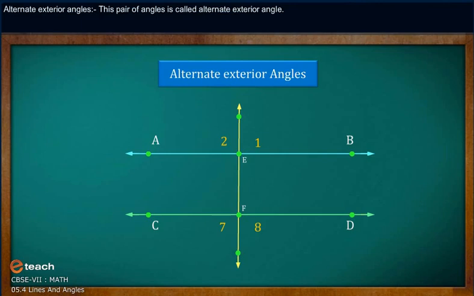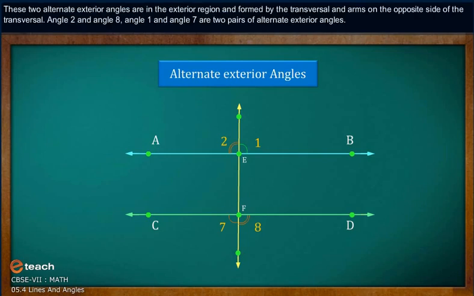Alternate exterior angles. This pair of angles is called alternate exterior angles. These two alternate exterior angles are in the exterior region and formed by the transversal and arms on the opposite side of the transversal. Angle 2 and angle 8, angle 1 and angle 7 are two pairs of alternate exterior angles.